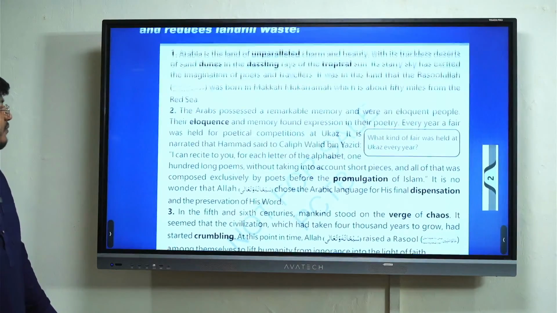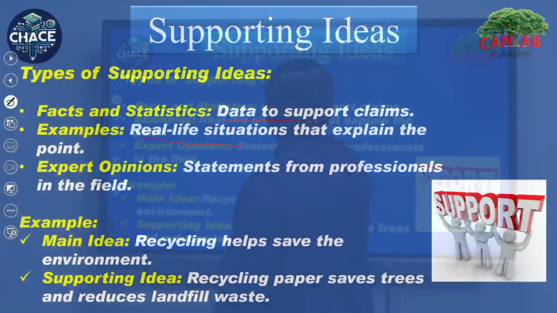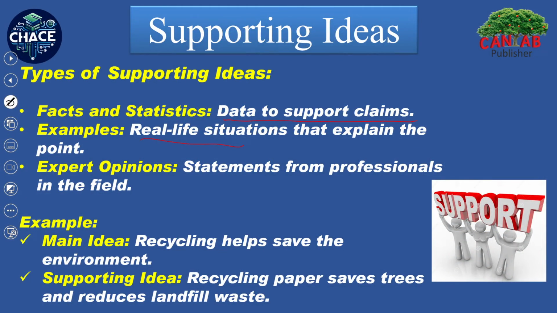And what types of supporting details could there be? Real life examples, data to support claims, facts and stats. Is that clear? Expert opinion. And how can we cite an expert's opinion? In the form of reference. Is that clear? Is it clear? So let's move further.